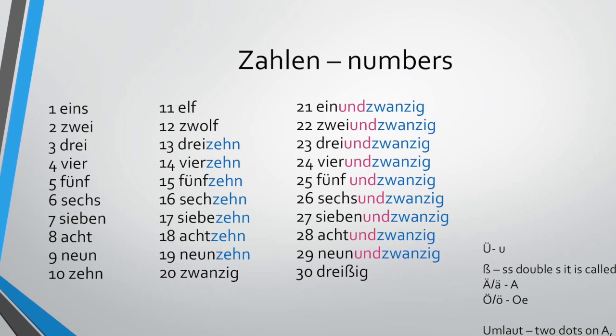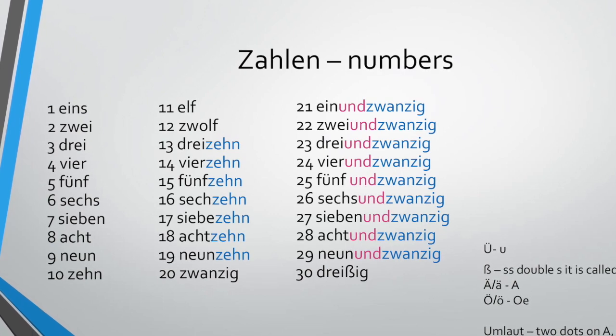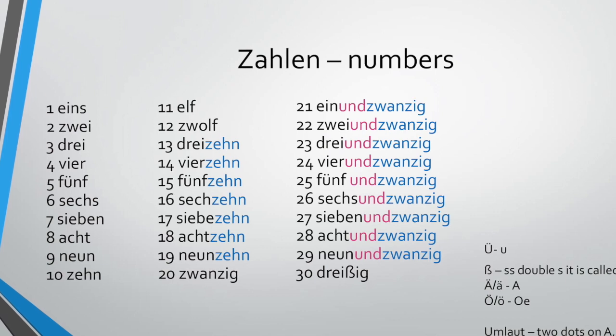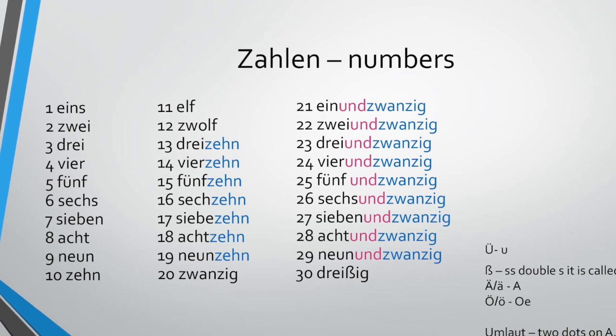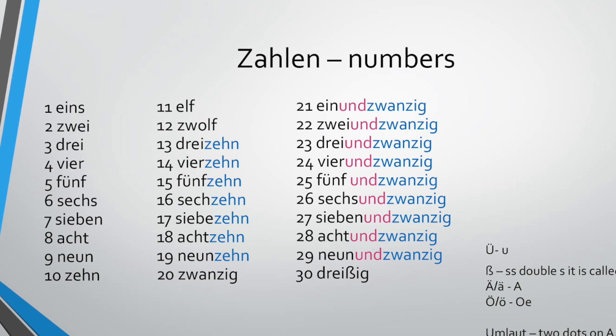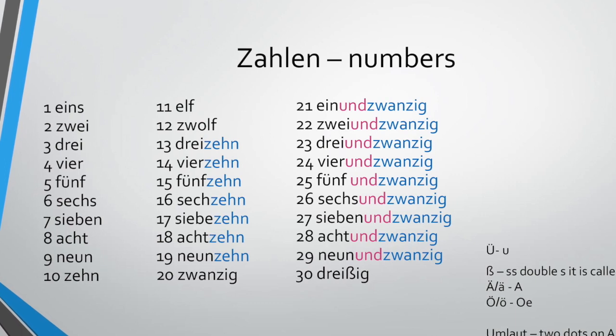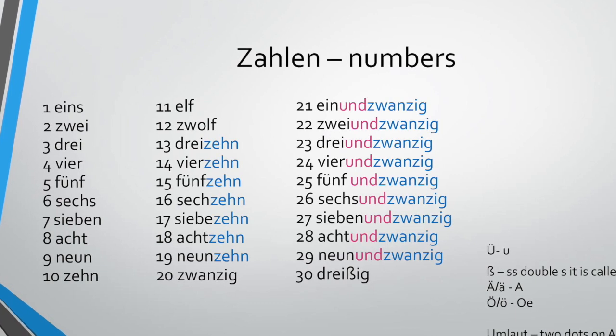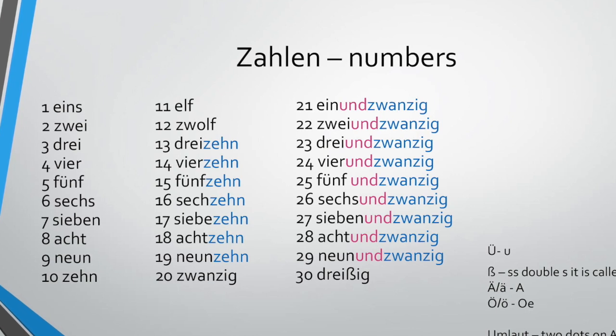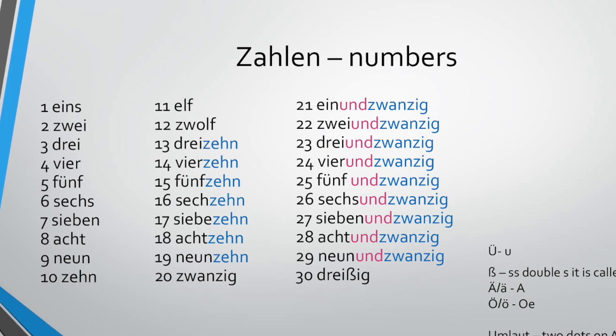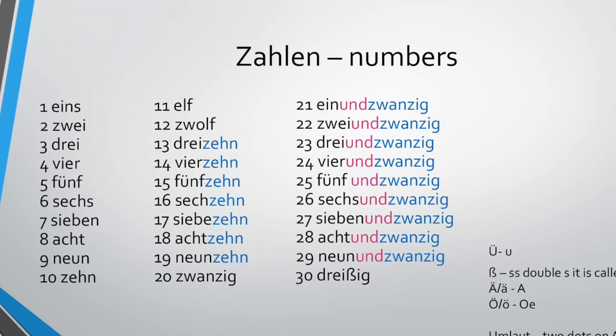Now the letters at the side of the slide, they are some special alphabets. U with two dots. These dots are called umlaut. So U with umlaut is ü. This beta sign is pronounced as double S and it is called eszett. A with umlaut is ä. O with umlaut is ö. So ü, the double S sound, ä and ö. So these are the special alphabets in German.